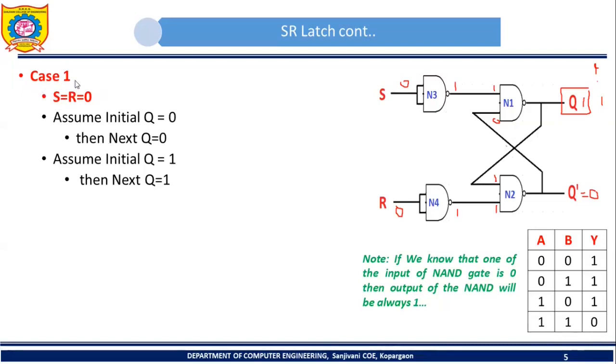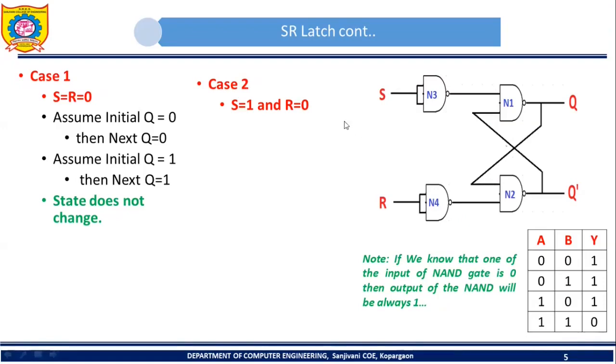So what can I say about case number 1? I can conclude that in case number 1, when S and R both are 0, 0, the state of the SR latch does not change. It will remain as it is. Now let's see the second case. The second case is S equal to 1 and R equal to 0.